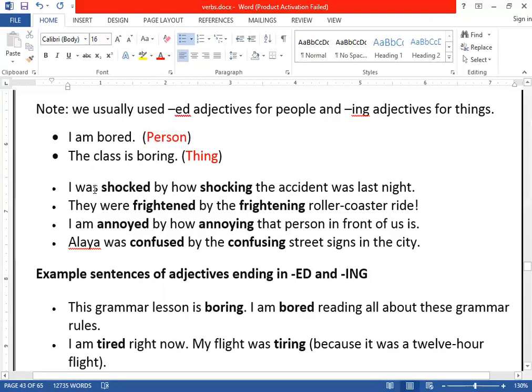Can you read these examples? I was shocked by how shocking the accident was last night. The accident is a thing. They were frightened by the frightening roller coaster ride. Frightening is used for things, and frightened for people. I'm annoyed by the annoying person. Alaya was confused by the confusing street. Street is a place. Clear?